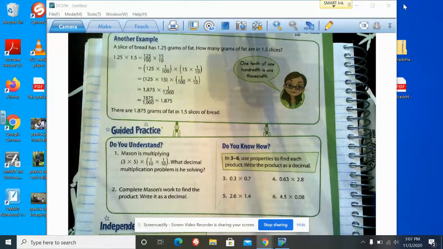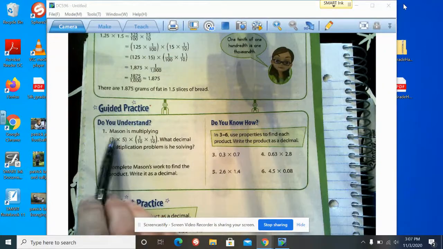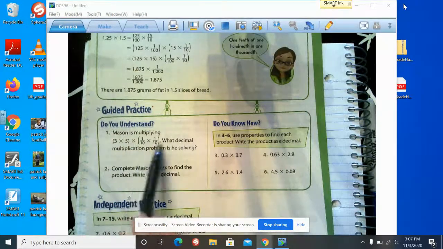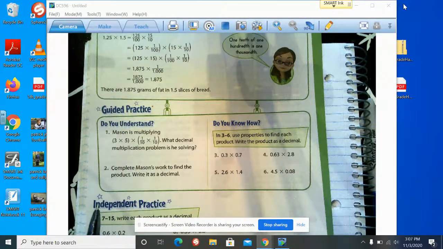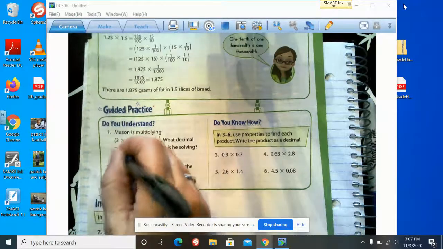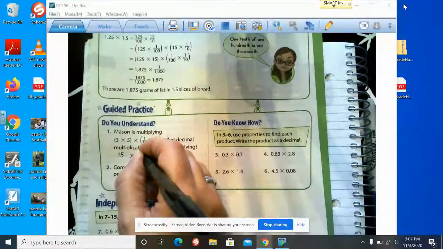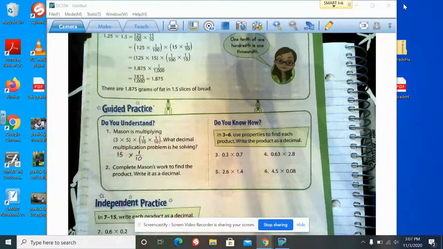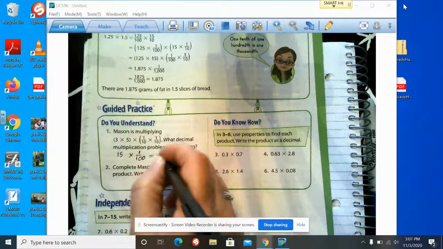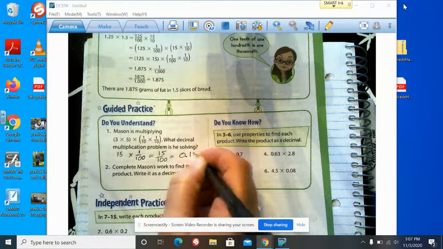Okay, let's come right down here to the guided practice. I'm just going to show you for this first one. It says Mason is multiplying 3 times 5 times 1/10 times 1/10. In order to solve this, I'm going to first solve 3 times 5, which is 15, times 1/10 times 1/10, which is going to give me 1/100th, and that's going to give me 15 hundredths, or 0.15.